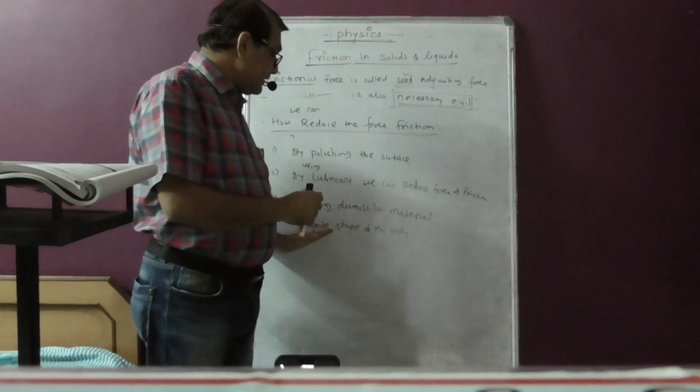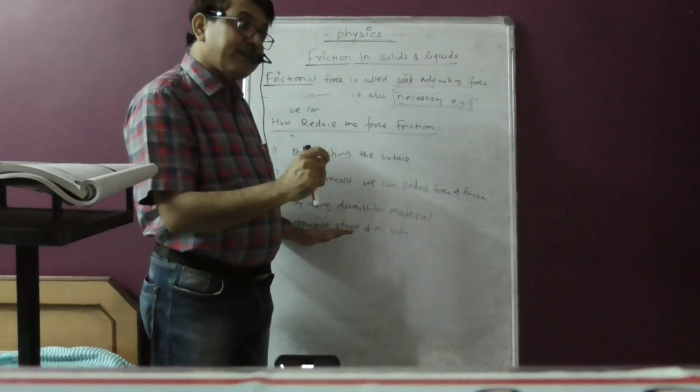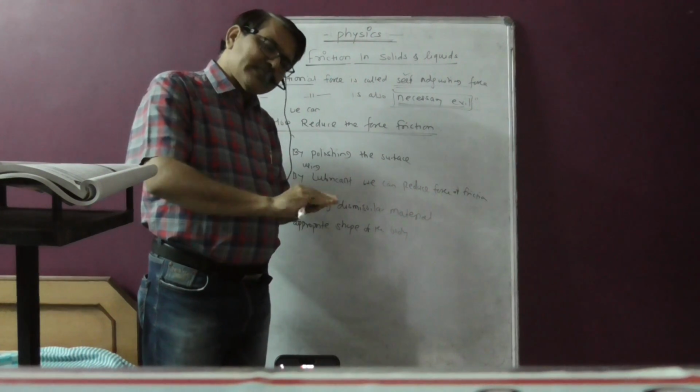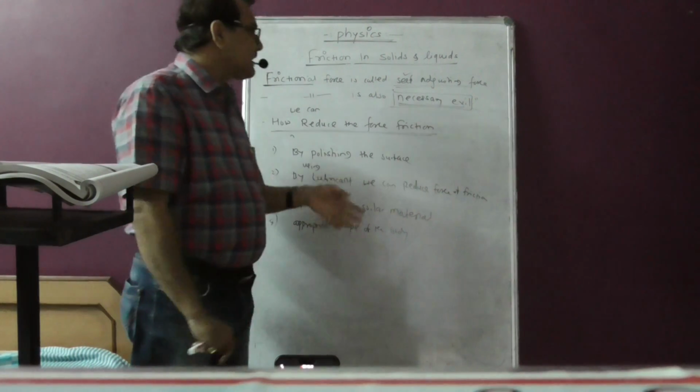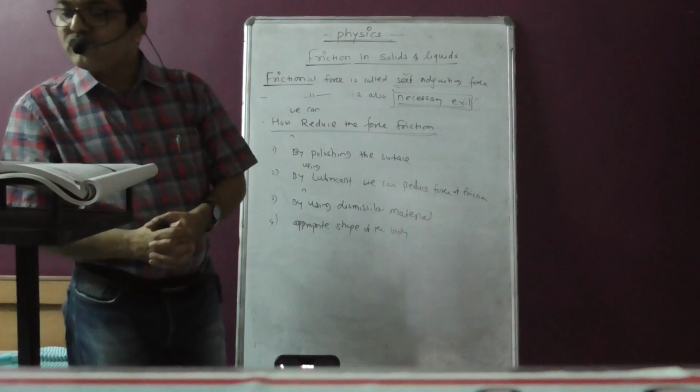Moreover, instead of using a different shape, you can use the proper, appropriate shape so that the force of friction is going to get reduced. Okay, so these are the ways to reduce the force of friction.